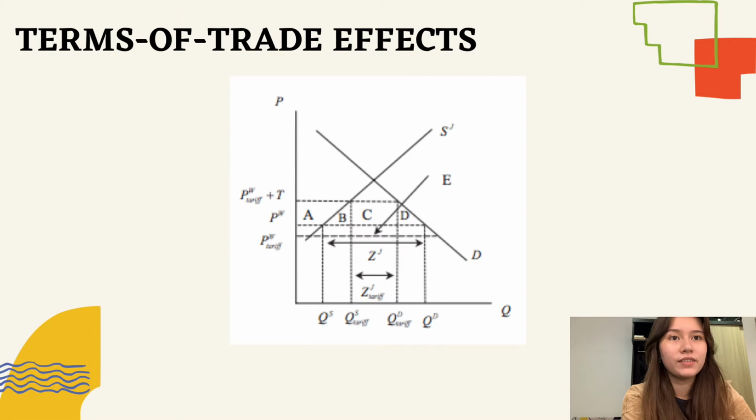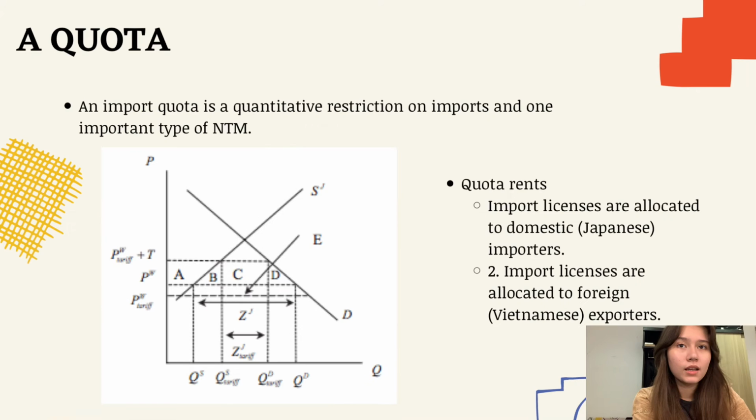After the tariff, the world price falls to PW tariff, and the tariff is placed on top of this lower world price. Therefore, after the tariff is placed, the domestic price is PW tariff plus T. The net welfare effect in this figure is different than in the figure before.